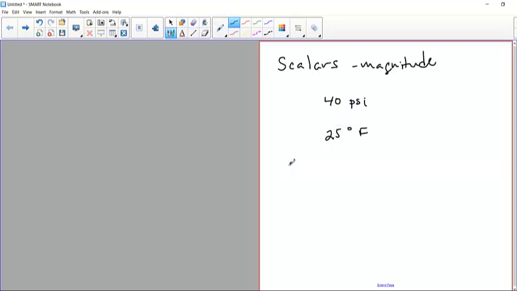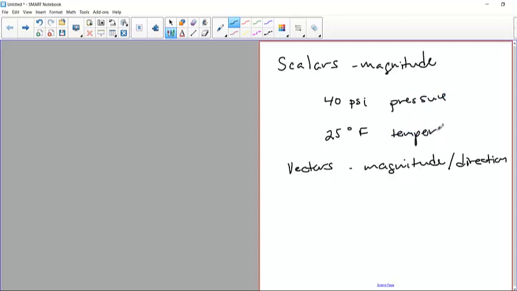Now, in contrast, we have vectors, which are very important in engineering and physics. And vectors have both a magnitude and a direction. So here we had pressure. We said that was an example of a scalar. Temperature, another scalar.